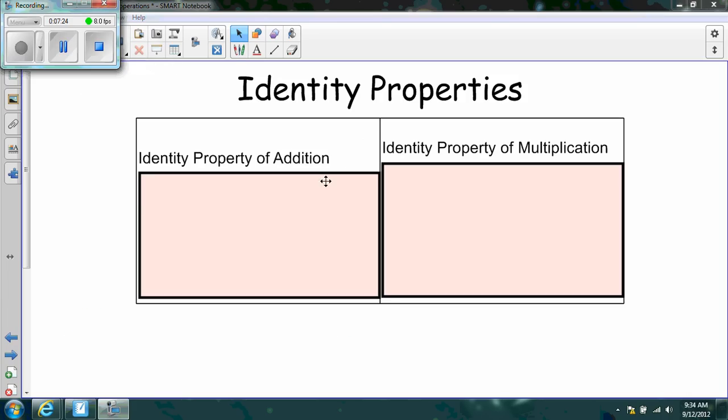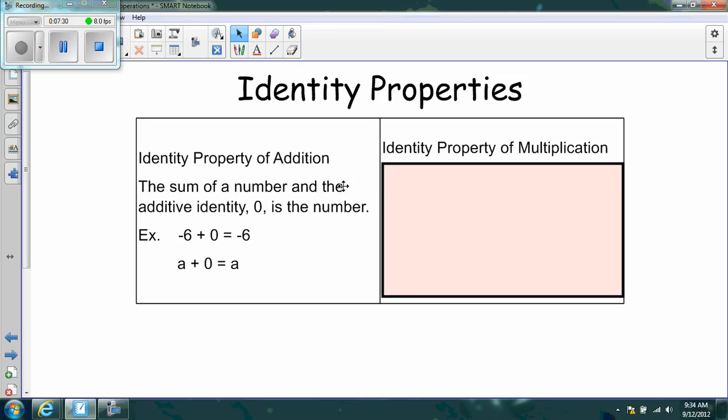Okay, so we have 2 more properties, and it's called the identity property. The identity property of addition states that the sum of any number and the additive identity, which is 0, is the number. You should know this. Any number plus 0 is still that number. So even if it's a negative number, it stays negative. If it's a positive number, it stays positive, but it's always that number. So this additive identity is 0.